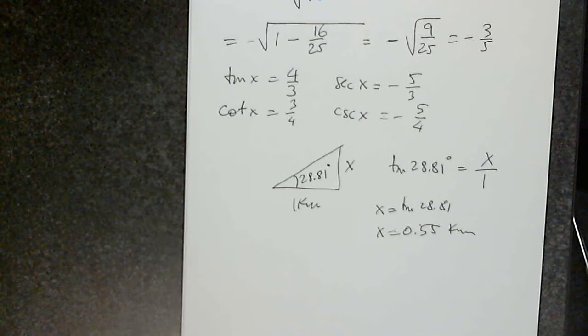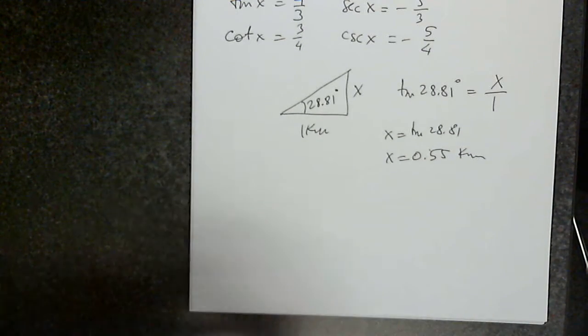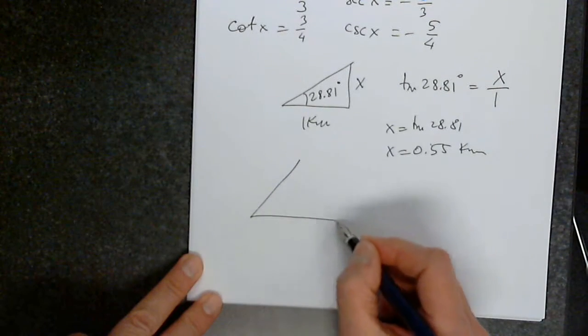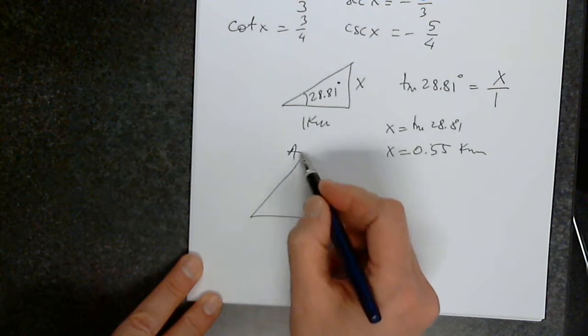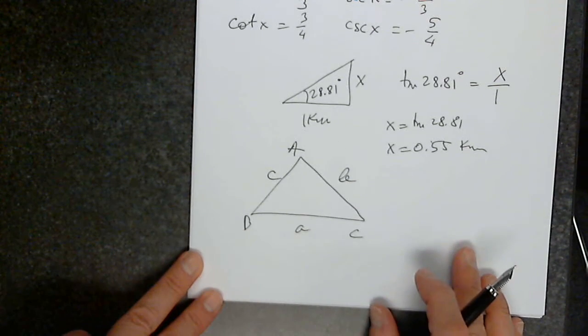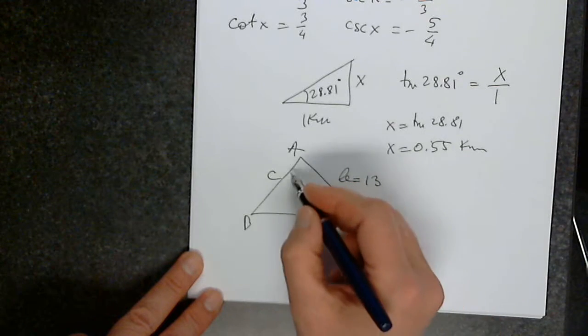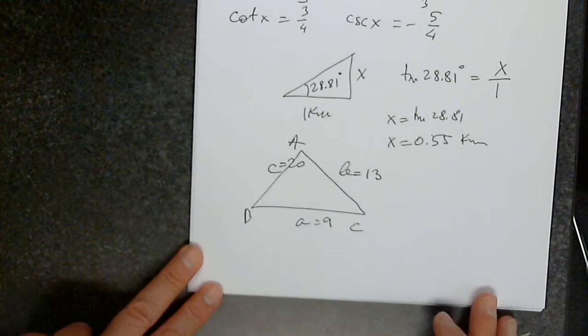Now, I'm not really sure. Many of you did this correctly. If you want, we can do it again. Yes? Okay. So we have a triangle ABC. So A, B, and C. And A is 9, B is 13, and C is 20.